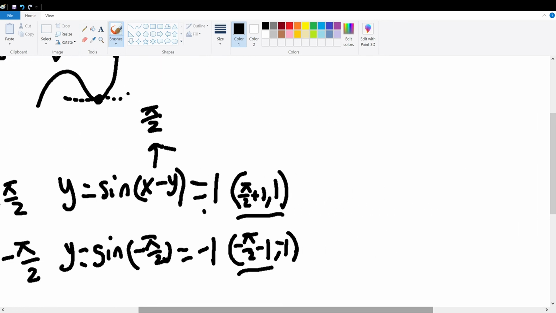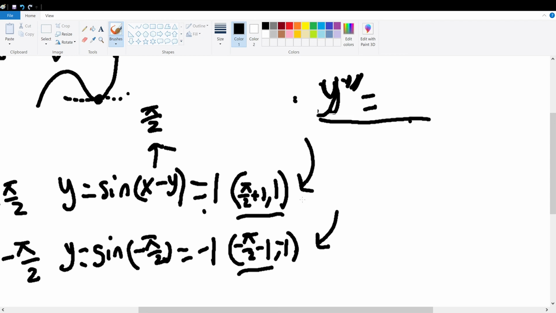Now to know whether it's a maxima or minima, we need to look at what the y value is. We could take the second derivative, right? If you want to do a purely algebraic way, you take the second derivative, and if it's greater than 0, it's a minima, and if it's less than 0, it's a maxima. But in this case, we also know a simple hack. To determine whether it's a maxima or minima, you just simply look at the y value.